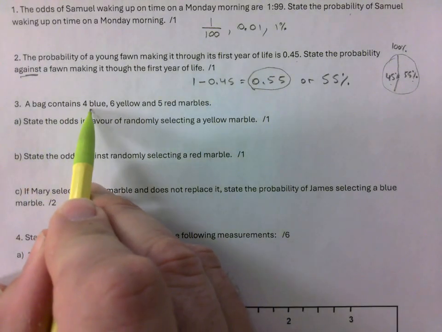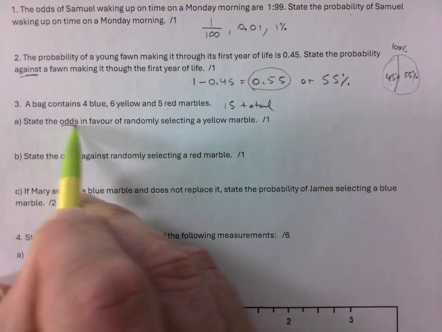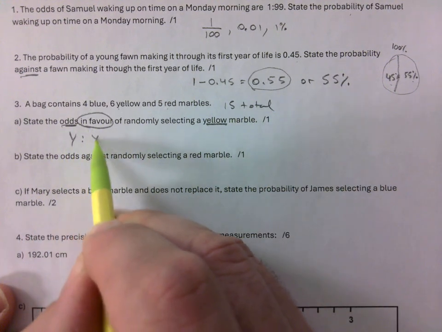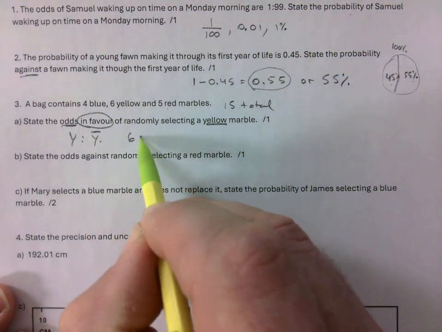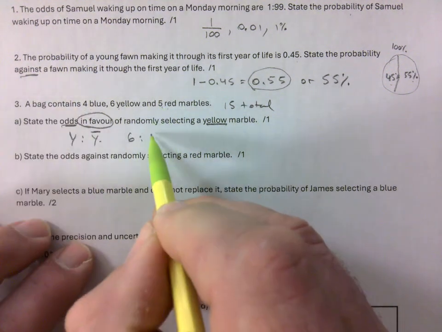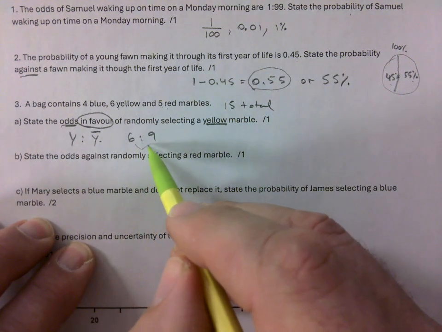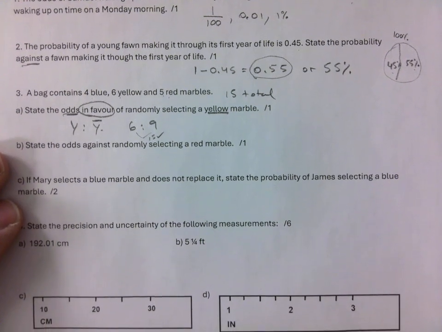A bag contains 4, 6, and 5, so 15 total. State the odds in favor of a yellow. So we want yellow and then not yellow next. So you just grab your 6 yellows, and you can add the 5 and the 4 if you'd like, to say, hey, 9 are not yellow. They add up to 15, correct? So that's kind of like a check we want to have there.